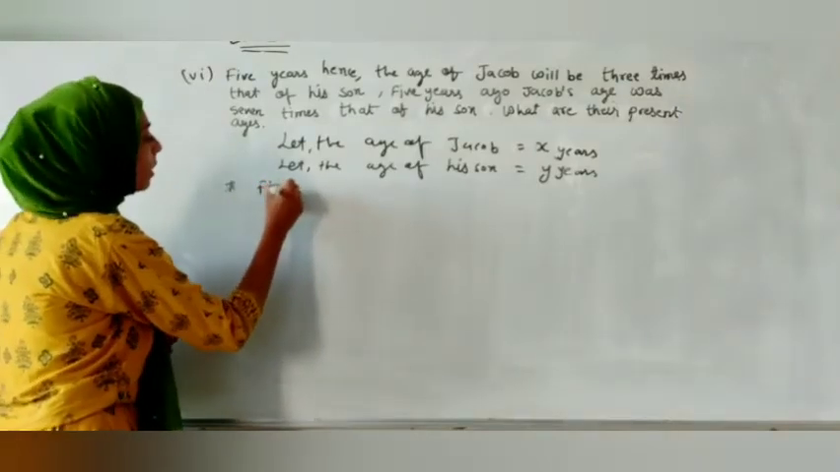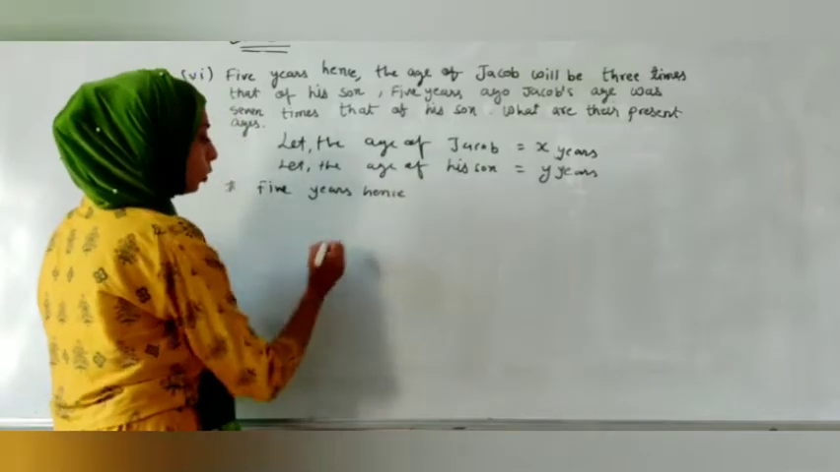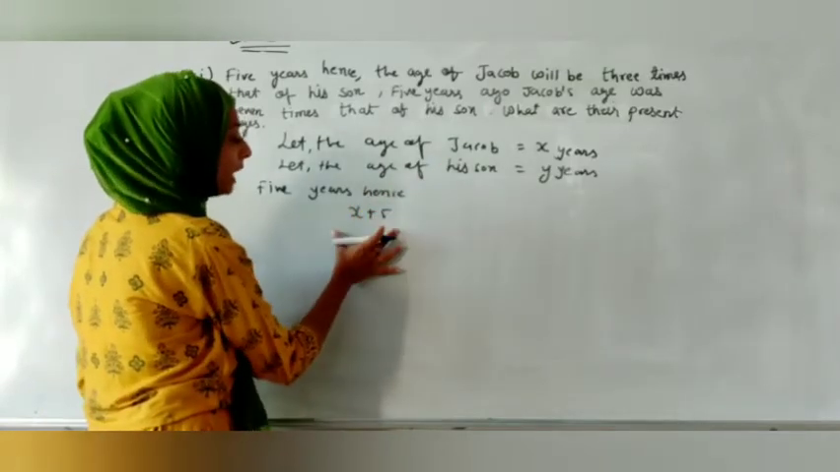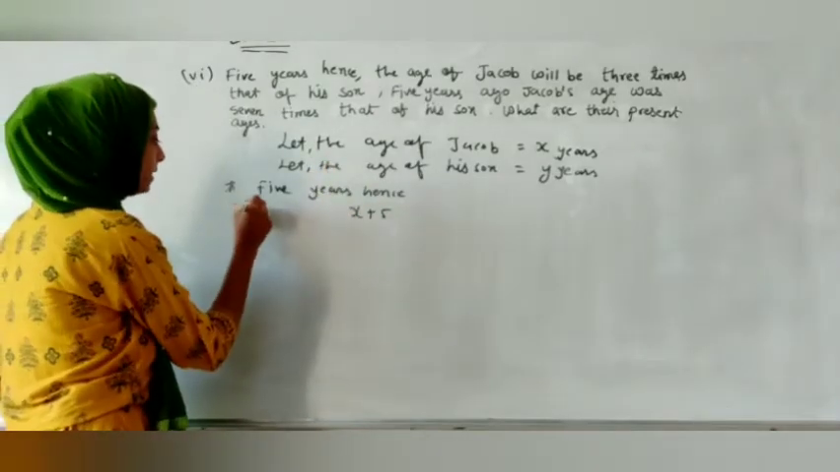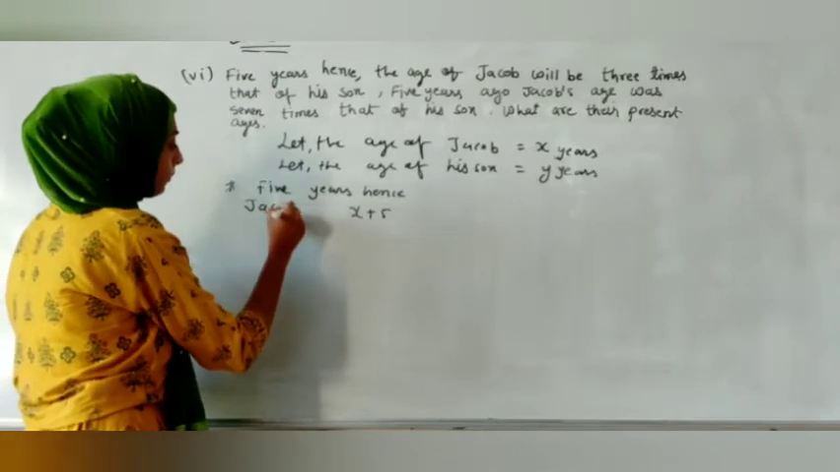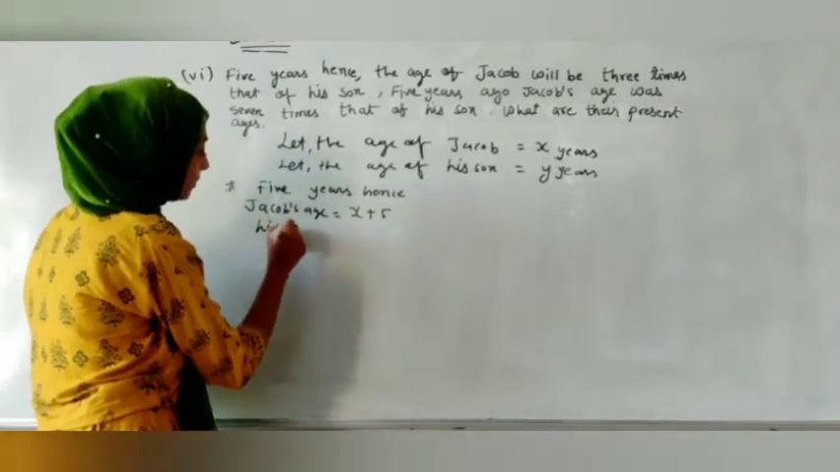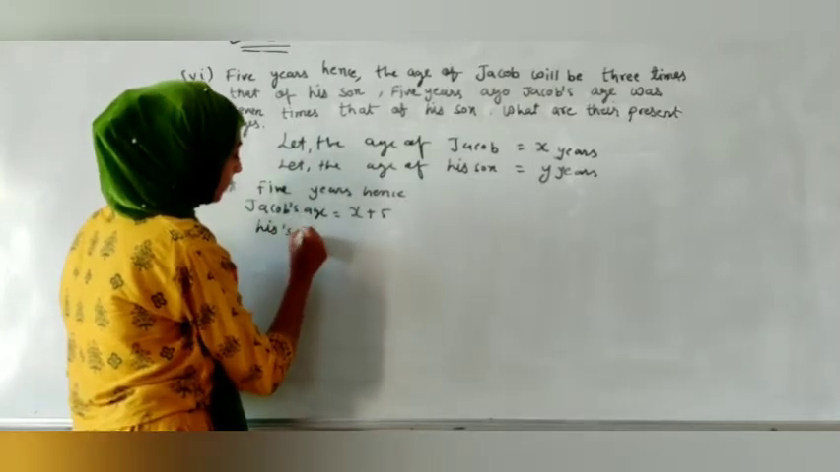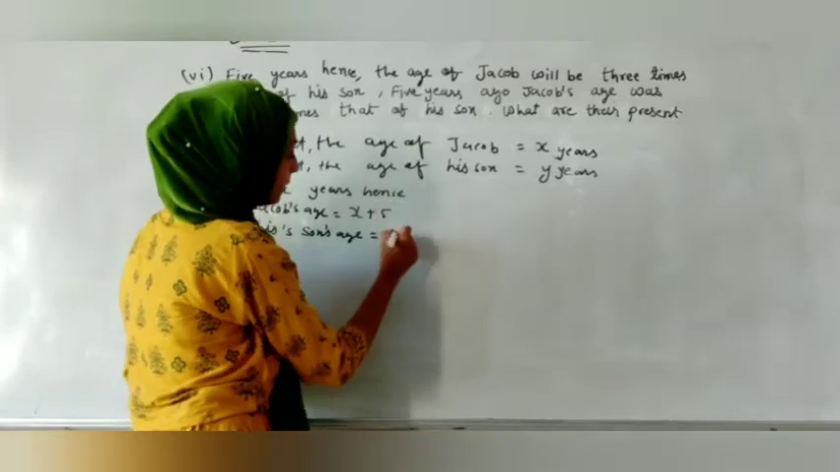One will be that 5 years hence what is happening, तो उनकी एज में क्या हो जाएगा, 5 ऐड हो जाएगा. तो 5 years hence यानी 5 साल के बाद जैकॉब्स एज हो जाएगी x plus 5 and his son's age हो जाएगी y plus 5.